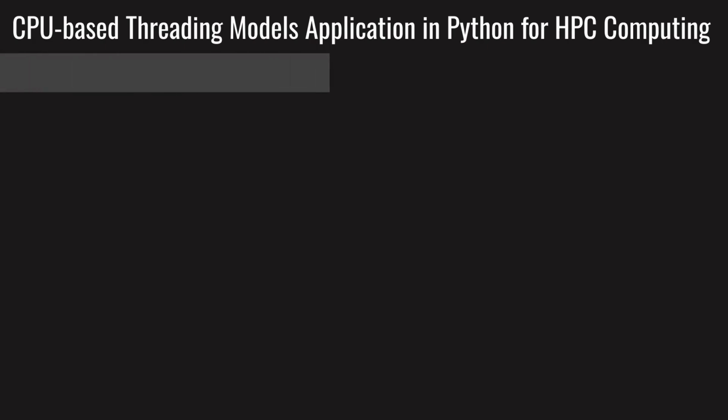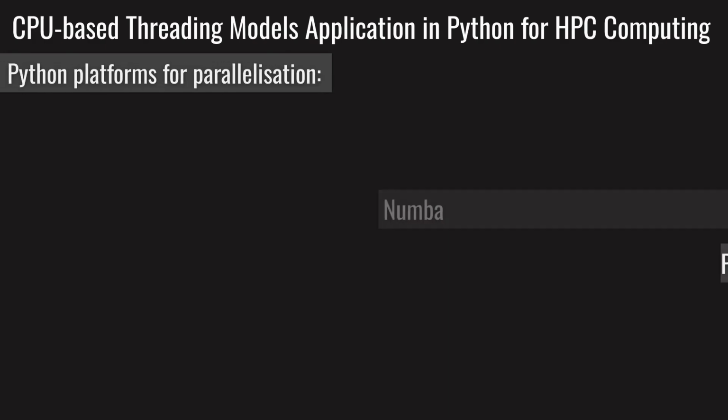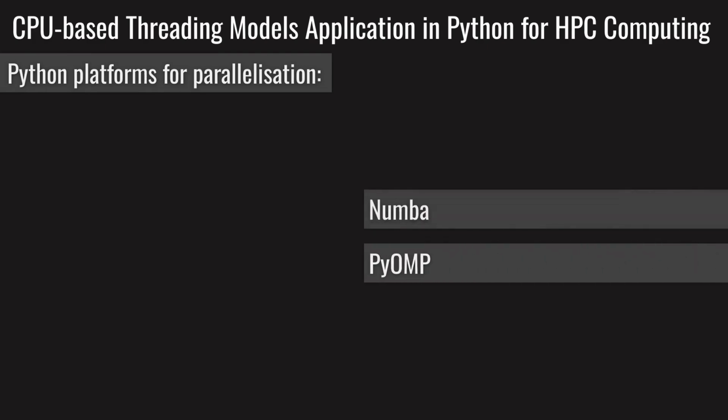Here, we will show how to employ 2 highly valuable Python platforms for parallel execution of Python code, Numba and PyOMP. Just keep in mind that PyOMP is a Python product built on top of Numba.